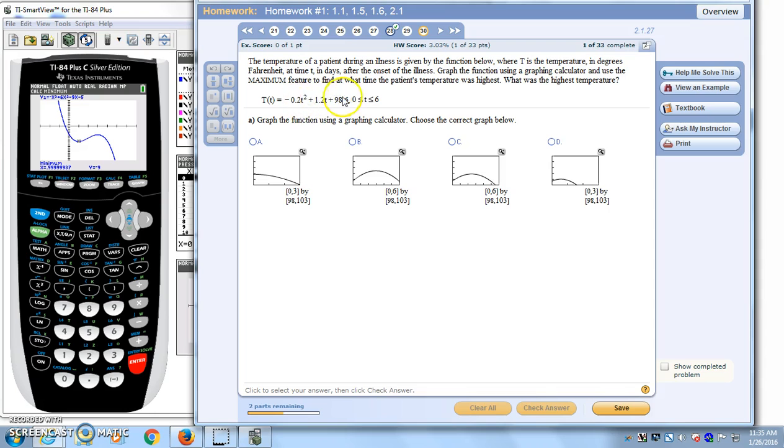So they give you this function, and notice after the function it says 0 to 6. So automatically you know it is not going to be 0 to 3, because it specifically says in the problem 0 to 6. So it has to be B or C. The problem says 0 to 6, so it has to be 0 to 6. It's either going to be B or C.